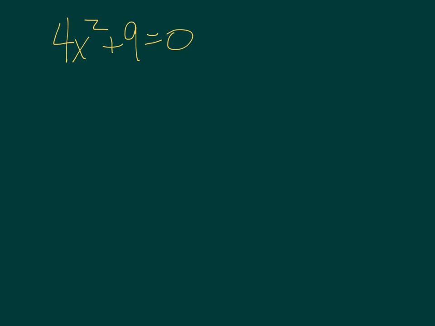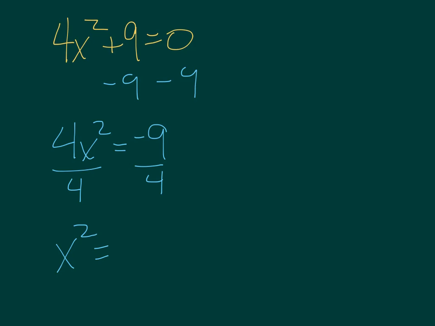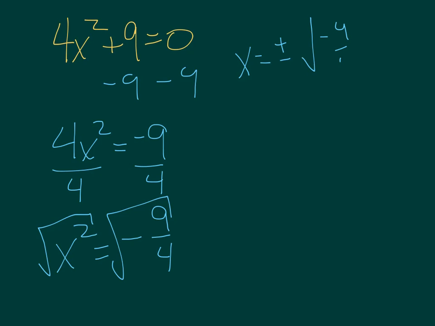So this will be the final example, and we're going to just start off just like we've done on the last couple, by subtracting the 9 over, because we would like to get all numbers that we can to the other side. We're going to divide by 4, and we have x squared equaling negative 9 over 4. Okay, we're going to take the square root of both of these sides, and we'd have x equaling plus or minus the square root of negative 9 over 4.